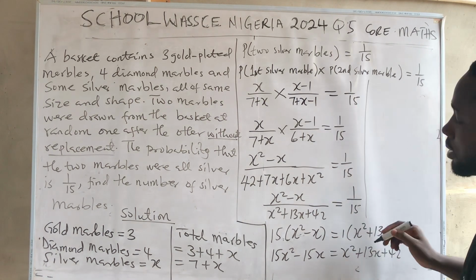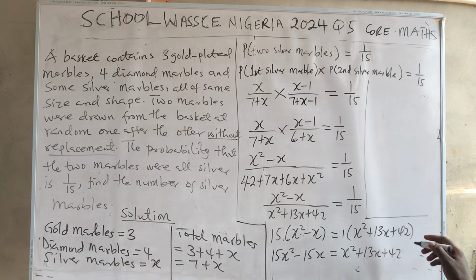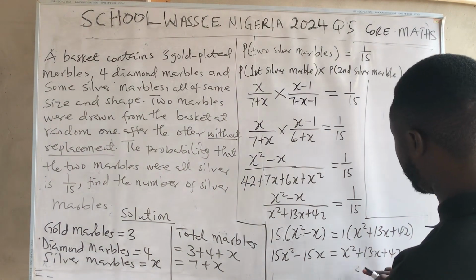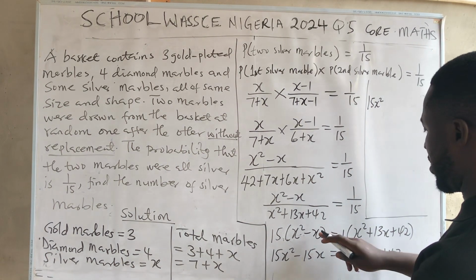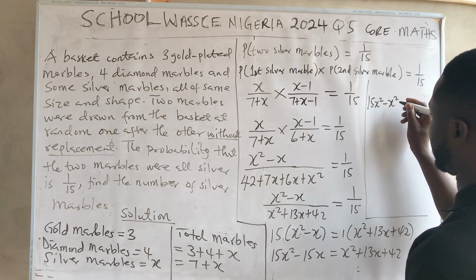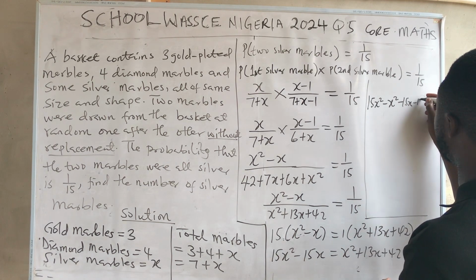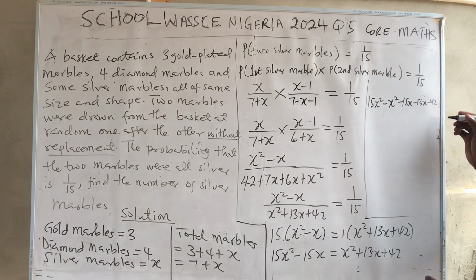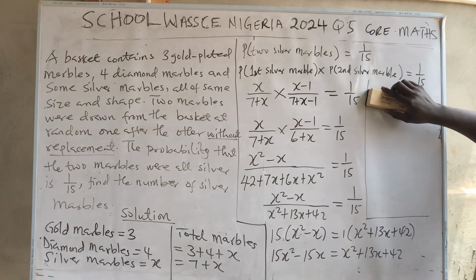So you can see that we are getting what? A quadratic equation, quadratic trinomial. So we are going to bring all at one side and equate it to 0. So that we have 15s squared. So s squared will come here to be minus s squared, then minus 15x, and we have minus 13x, and have minus 42 equal to 0.